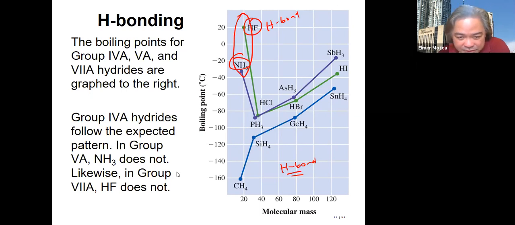Now, there's a question that I'm going to ask you. Can LDF beat H bond? So what's the other? Sleeping?